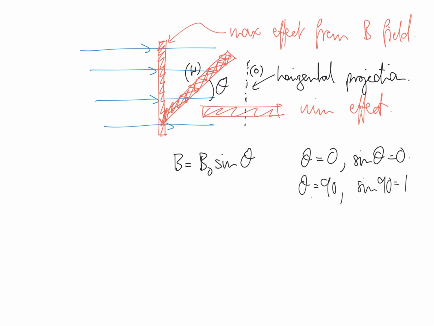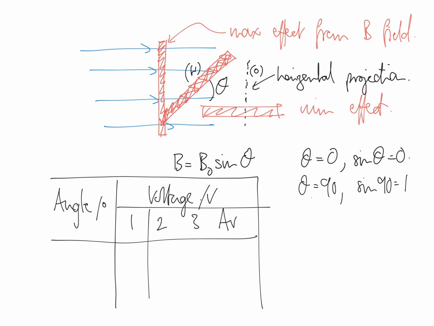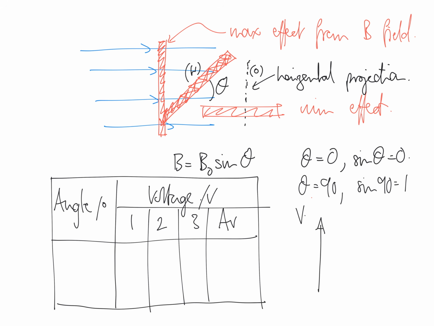So what's our independent variable here? Well, our independent variable is the angle. What we're going to change is the angle in degrees, and then we're looking for voltage. We're looking for once, twice, 3 times, and an average, and then we're going to plot the average voltage against the angle. And hopefully what we'll see is the beginnings of a sine curve coming out. So that's hopefully what we'll see.